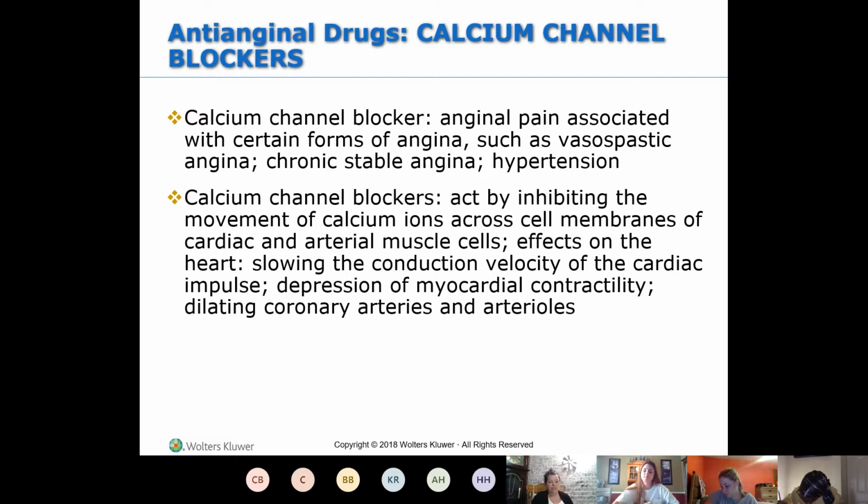All right, now we're talking about calcium channel blockers. Calcium channel blockers are also used as an antihypertensive drug, but they're also going to be used for angina, which is chest pain. So anginal pain associated with certain forms of angina, such as vasospastic angina. Vasospastic, we know what a spasm is. If we have a vasospasm, it's going like this, right? Because we're squeezing and blocking off that flow.